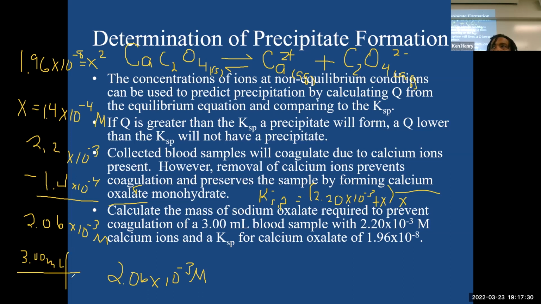So if I have 3 mils, then I go from mils, 1,000 mils to 1 liter. And then I can use this value, 2.06. And we know that molarity is just moles over liters. So that's 1 liter down here. I'll just change this into moles. Okay. And then that gives me my number of moles.